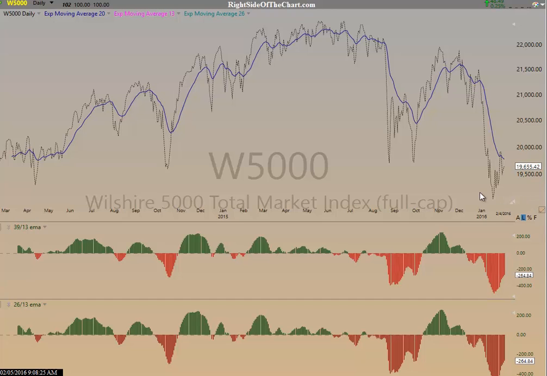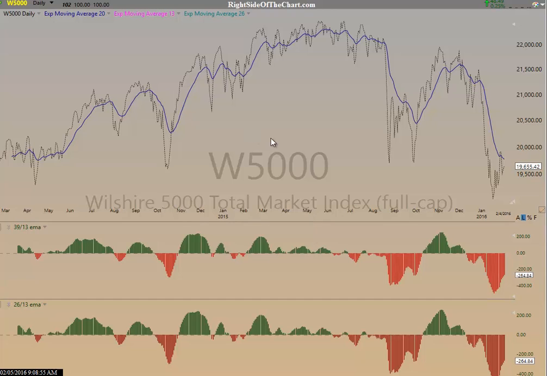All right, this is a 2-year daily chart. The black line shows the Wilshire 5000. The blue line here is the 20-day exponential moving average. And typically, when prices are below that, the trend is down. The trend is bearish, and when prices are above, the trend is bullish. So that is about as simple as you can get as far as using an MA for a trend indicator. Works fairly well for the S&P 500 as well, and most broad indices.